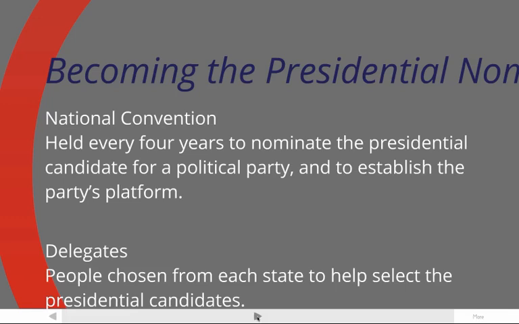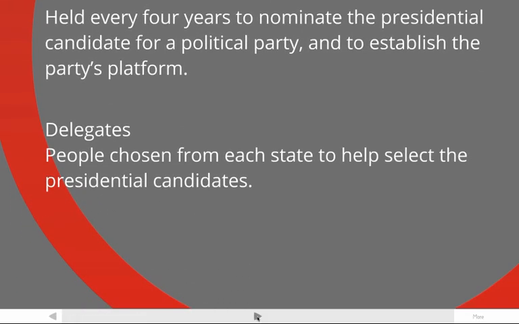And those conventions are held every 4 years because we elect a new president every 4 years. And it's held during the summer, so the summer before the November election. And this is where not only do they select the presidential candidate, but they also solidify the party's platform. So they really come up with the specific ideas that everybody in that party is going to run on that year.